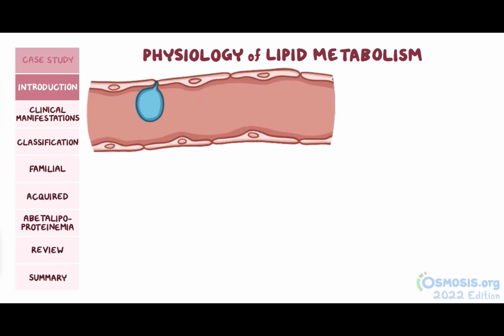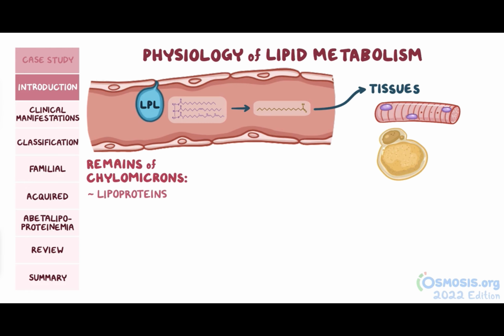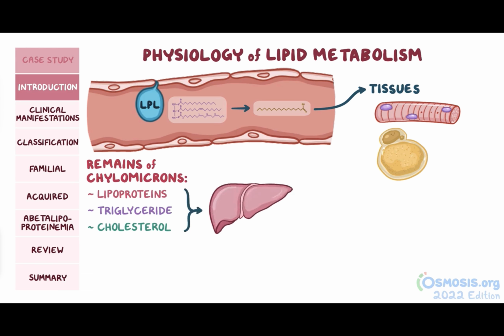Now, an enzyme in capillaries called lipoprotein lipase breaks down the chylomicrons to free the triglycerides, and then it also breaks the triglycerides down into fatty acids. These can be taken up by nearby tissues to generate energy, like in the muscle cells, or for storage, like in adipocytes. The remains of the chylomicrons will contain lipoproteins and a small amount of triglyceride and cholesterol. So these chylomicron remnants head to the liver to deposit the leftover lipid molecules.